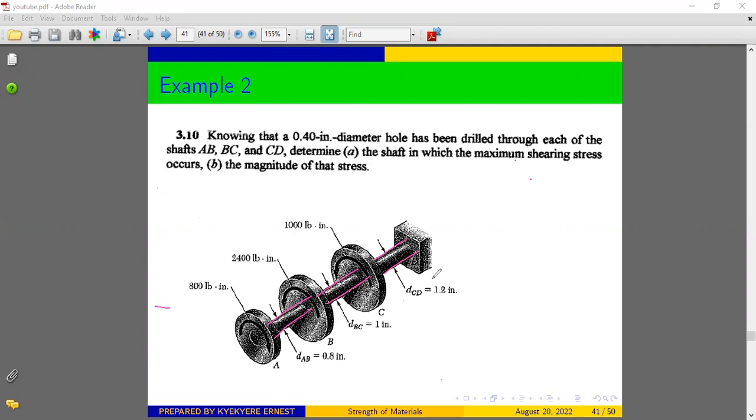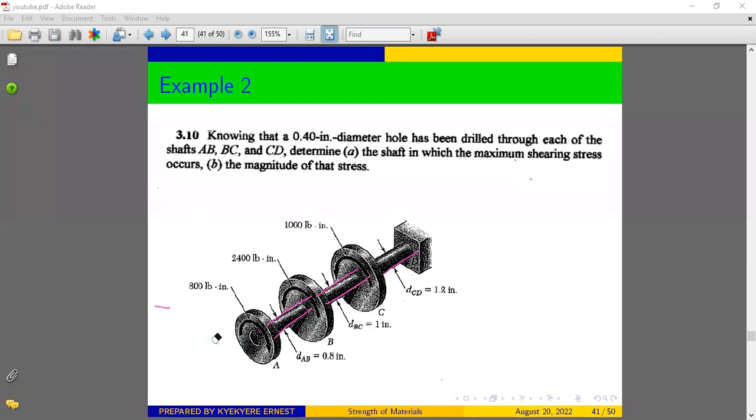But we are told that a constant hole of 0.40 has been drilled through each of the shafts. So it's a hollow shaft. And we are asked to determine which of the shafts will have the maximum shearing stress. So in this question, we cannot just look at it and say that this is where the maximum shearing stress is going to occur. So what we are going to do is to analyze the shear stress in each of the shafts. And from there, we can determine where the maximum shearing stress is occurring.